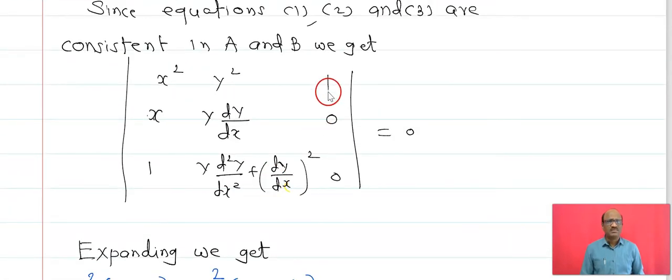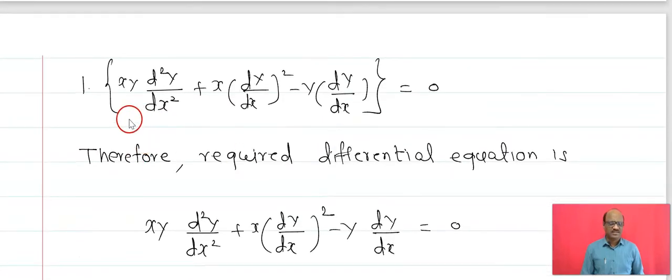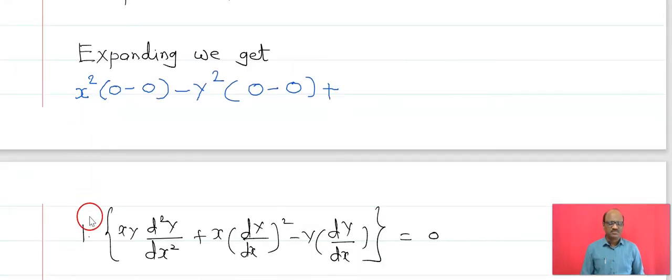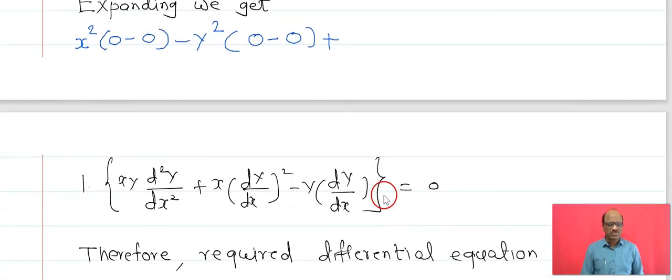What about the last term, that is 1 in bracket x into in bracket y into d2y by dx square plus dy by dx whole square, minus 1 into y into dy by dx. Here are those terms: 1 in bracket xy into d2y by dx square plus x into dy by dx whole square, minus y into dy by dx, whole bracket complete, equals 0.